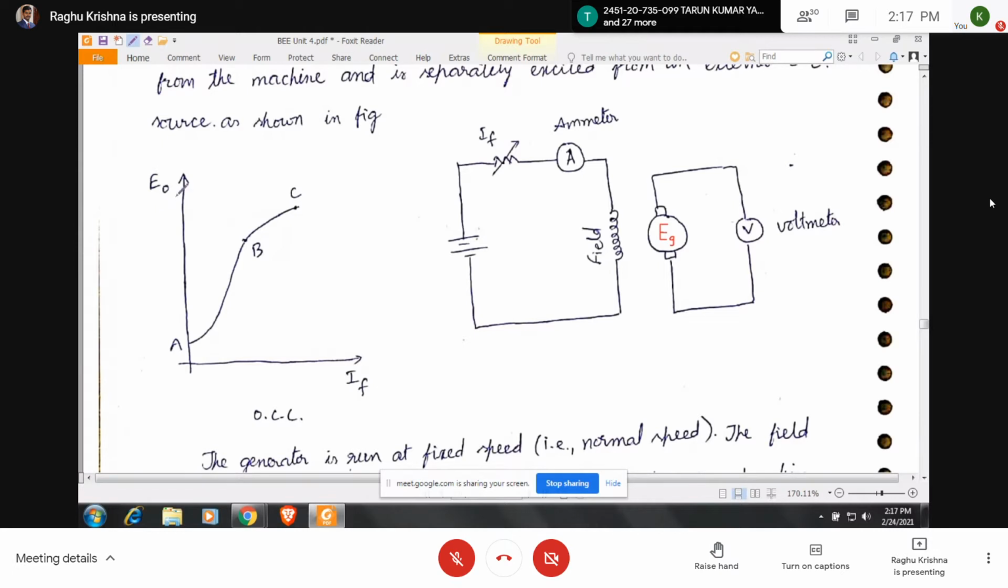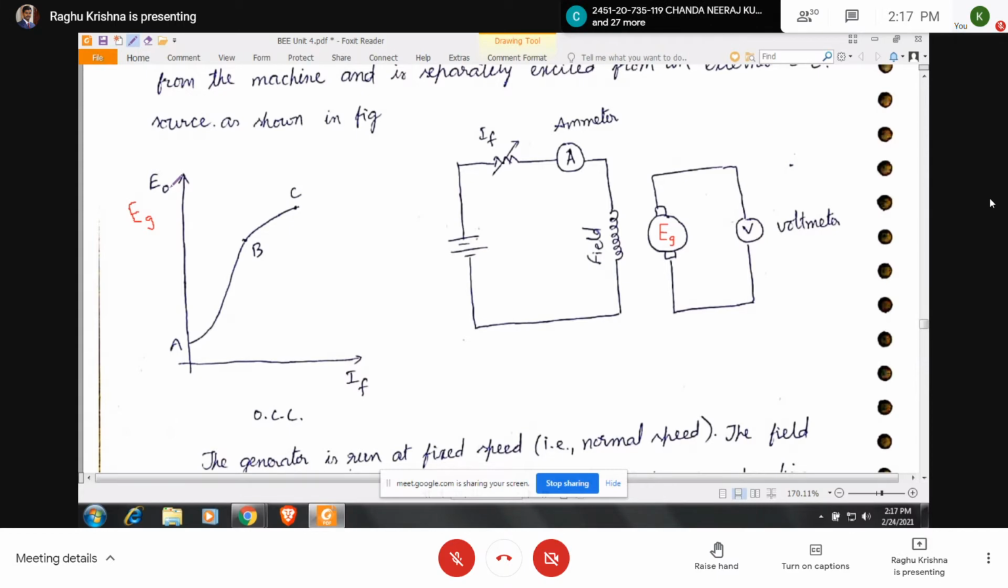So here, the y-axis is E0. What is meant by E0? E0 means no load EMF, or terminal voltage with no load. E0 is the generated EMF. E0 is nothing but EG. Under no load condition, V will be equal to EG. That's why it is called E0, under no load.